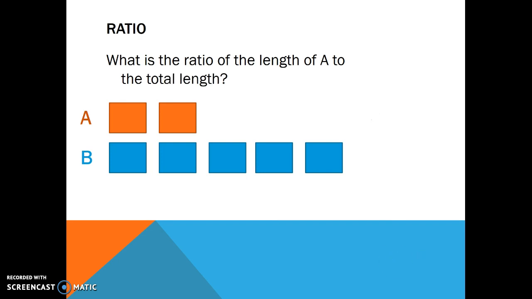Now we want to know what is the ratio of the length of A to the total length. So now I'm looking for A to total. Well, I counted 2 units for A, but what are my total units? I've got 1, 2 here and 5 down here. 1, 2, 3, 4, 5. So my total units are 7. Let's just write 7 right here to make that clear. So my ratio is going to be 2 to 7.